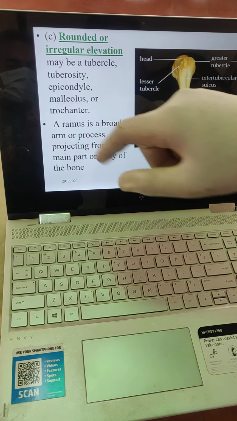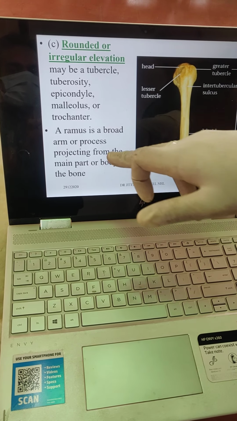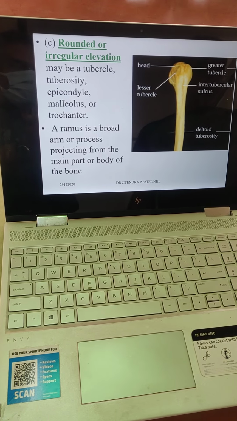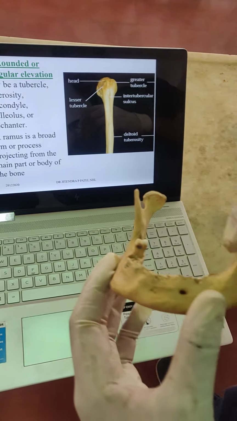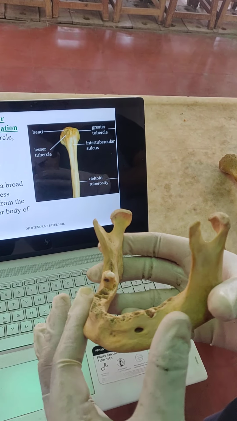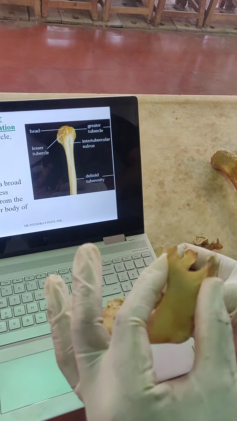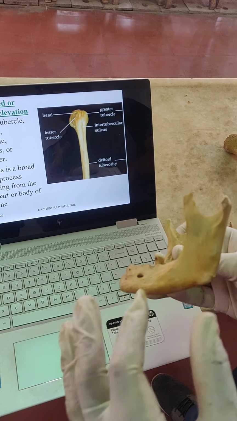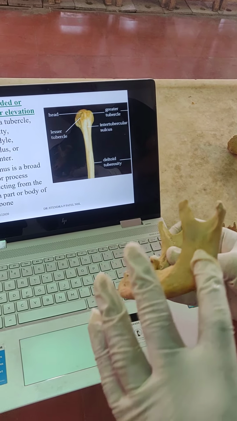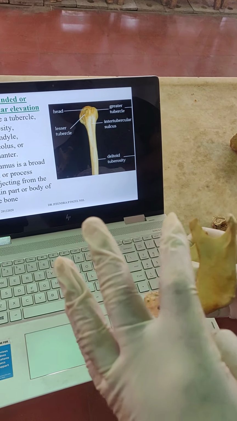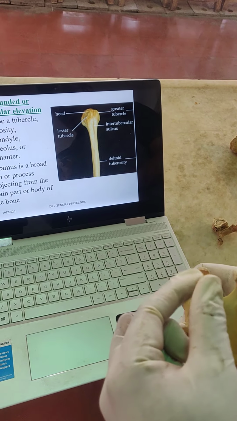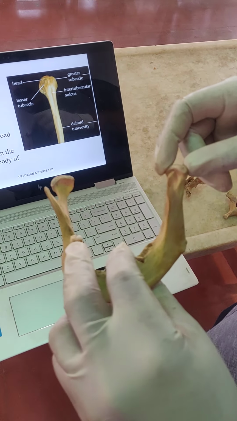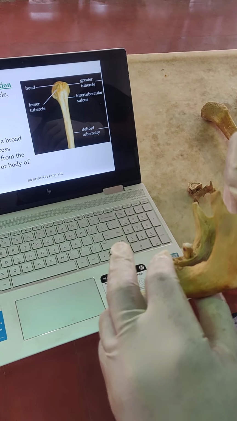A ramus is the broad arm or process projecting from the main part of the body of the bone. It is called the ramus of the bone. Here this is the mandible, and anteriorly this is called the body, and this projecting part is called the ramus. So this is the ramus of the mandible, and the ramus of the mandible has further parts: the coronoid process and the condylar process, also called the head of the mandible.